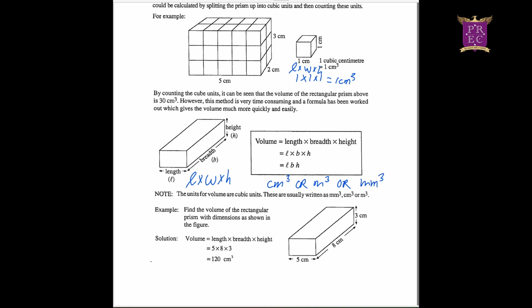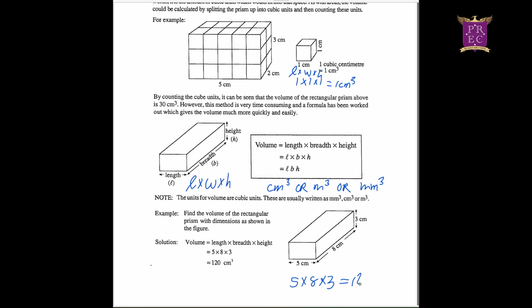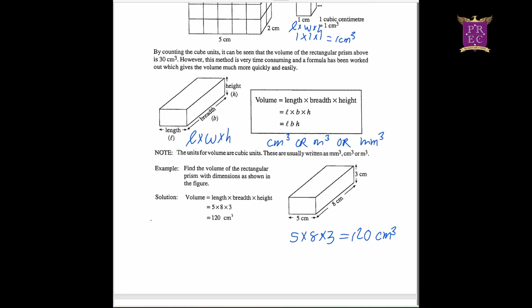Okay, now let's have a look at this rectangular prism over here. The length is 5. The breadth or the width is 8, and the height is 3. So what we need to do is multiply 5 by 8 by 3, which gives us 120. What are the units? Cubic centimeters. Always remember that. And that's as easy as that.